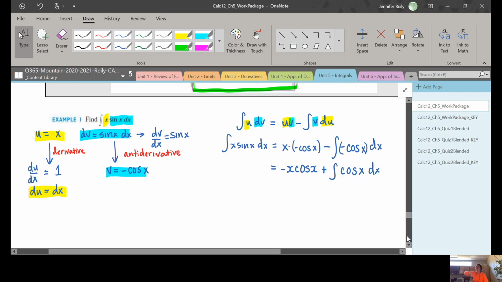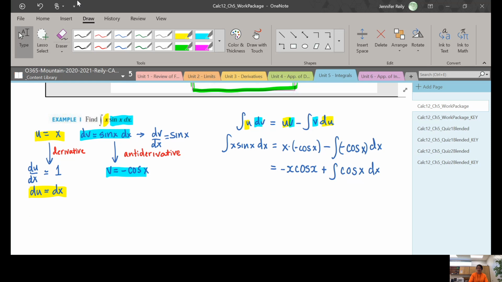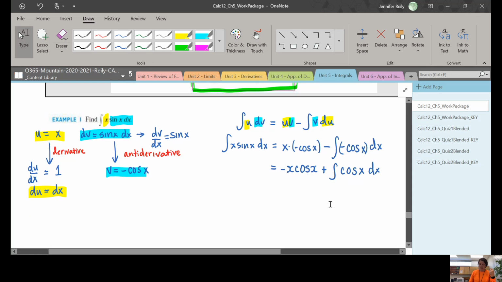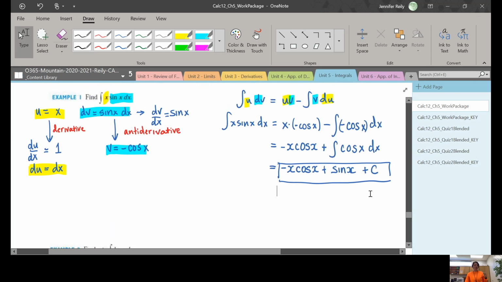So what integration by parts does is it breaks, sorry, the lights have turned off, there we go. It breaks it up into two parts, and usually if you choose your u and v correctly, it breaks it up into an integral that you can actually solve. So the solution would be negative x cos x plus, so the antiderivative of cos x is sine x, and then you need to add plus c onto the end because it's an indefinite integral. There we go. So the integral of x sine x dx is negative x cos x plus sine x plus c.